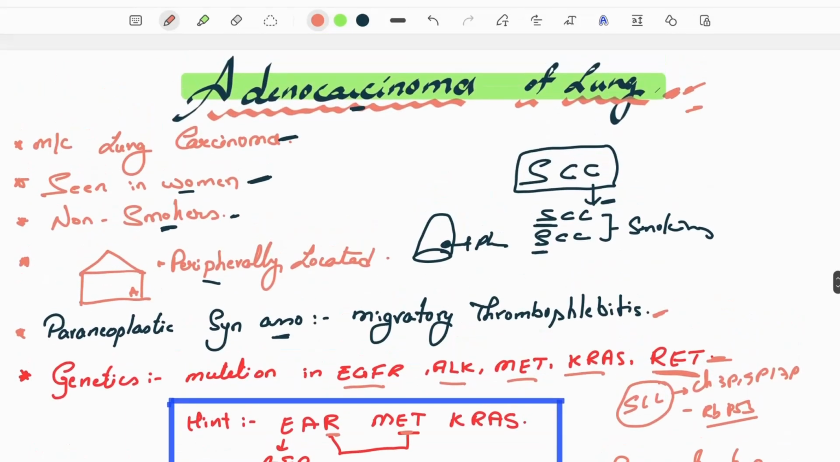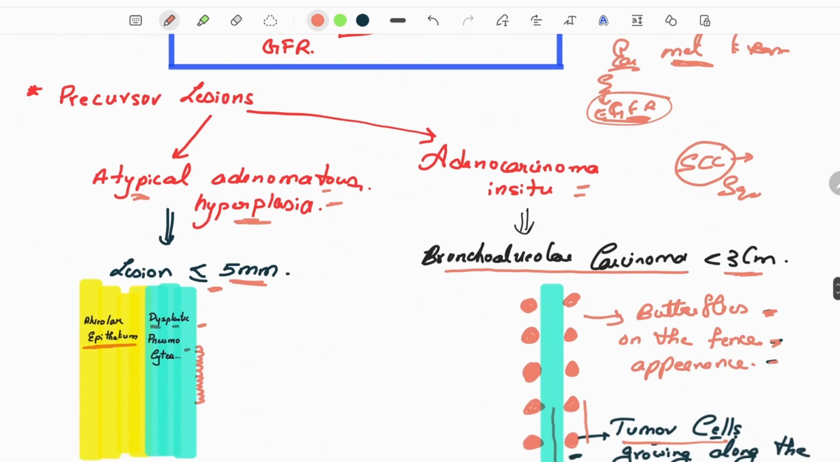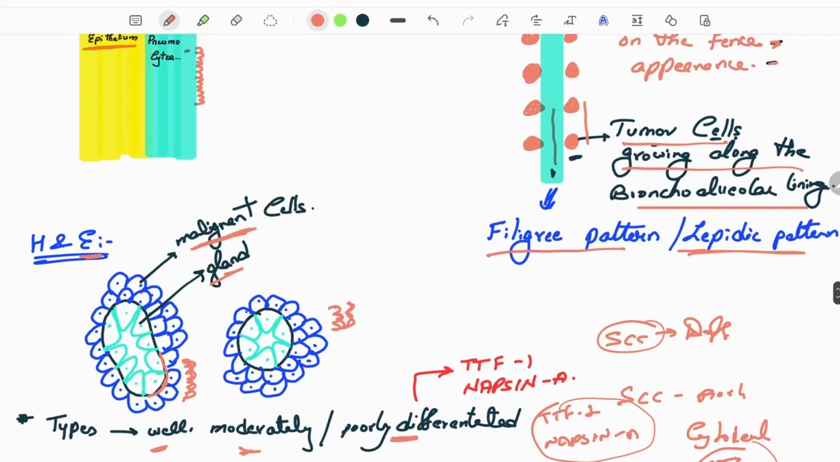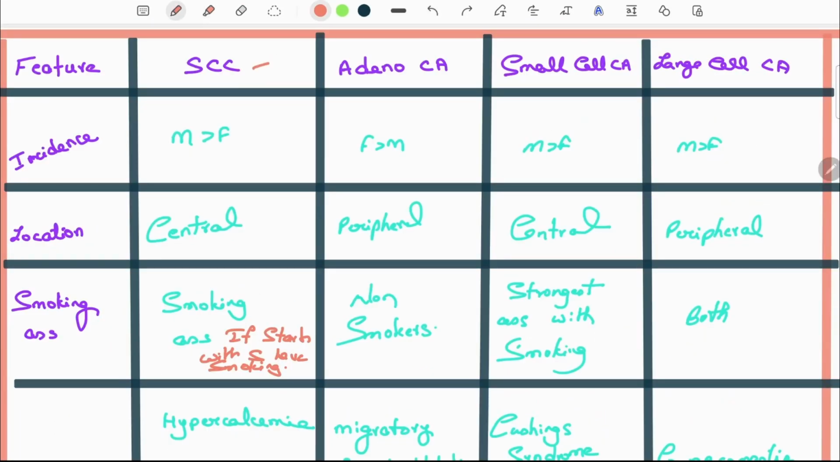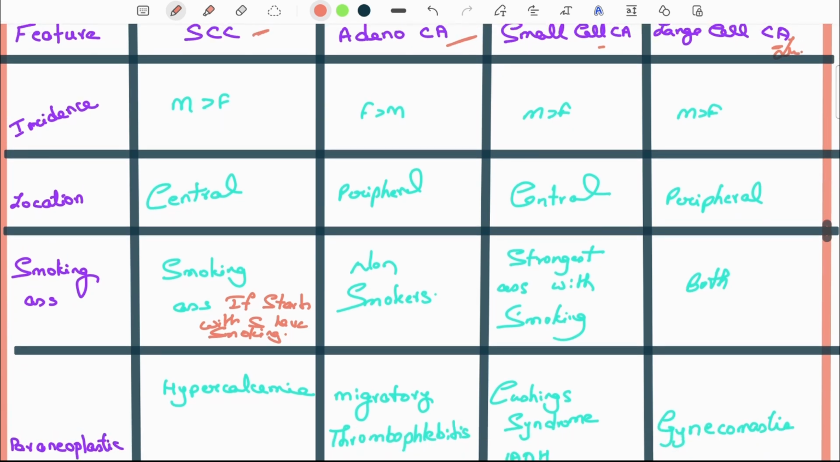So very easy. We discussed the introduction part and pathogenesis like genes affected and paraneoplastic syndromes, and lastly identification features. Now the difference between squamous cell carcinoma, adenocarcinoma, small cell carcinoma and large cell carcinoma in the lung tumors. In the previous classes, I dealt with everything about these carcinomas separately. So this is all just for revision, and let's start.